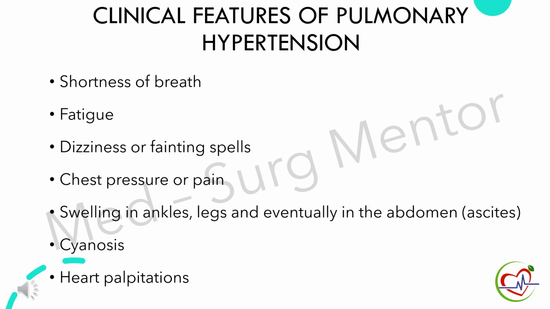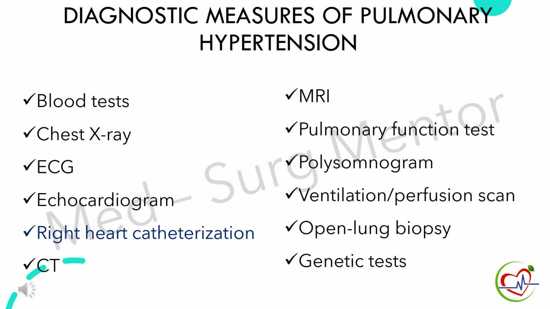Major clinical features of pulmonary hypertension are shortness of breath, fatigue, dizziness or fainting spells, chest pain or chest pressure, swelling in ankles, legs, and eventually in the abdomen, which is called ascites, cyanosis, and heart palpitations.